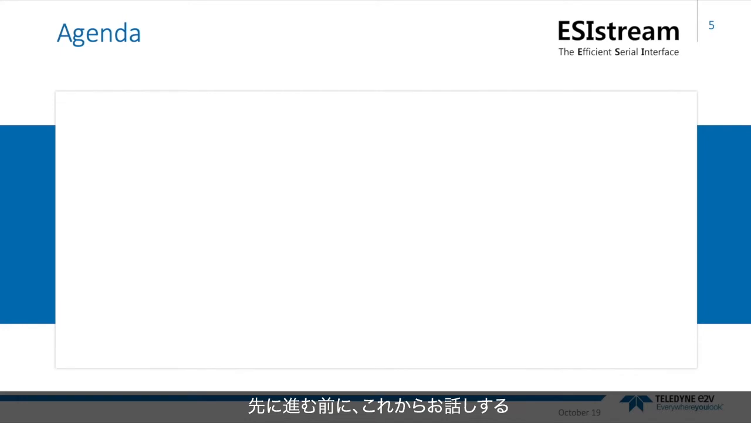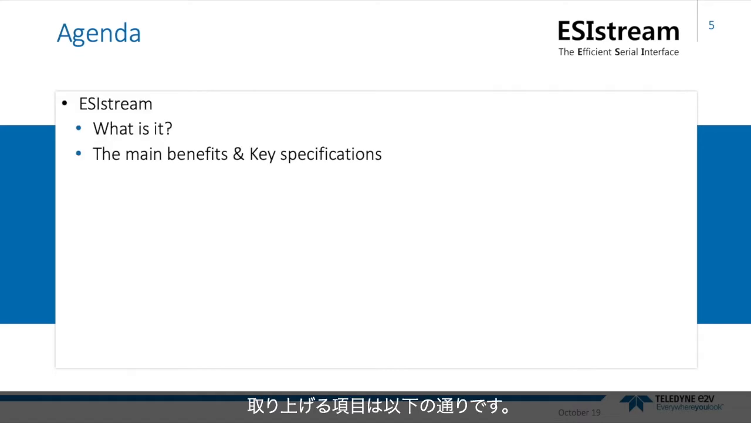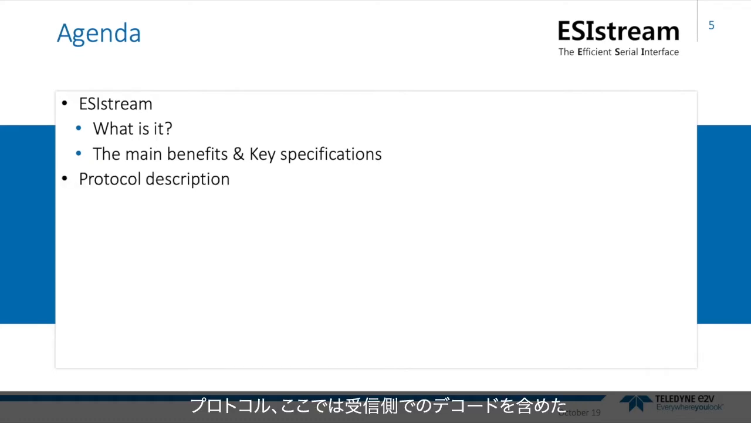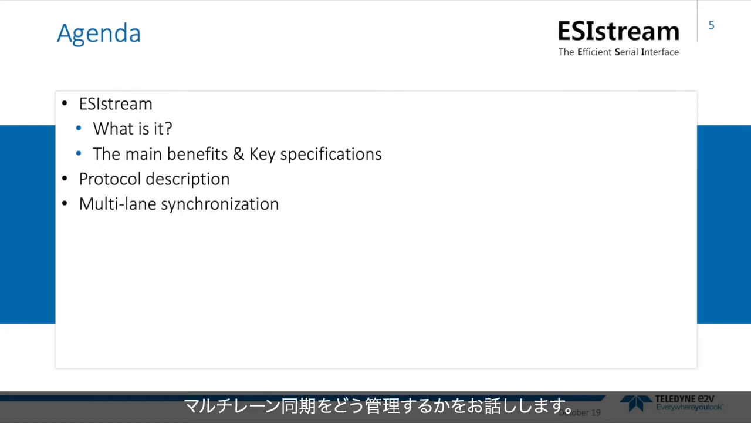Before going any further, let me stop momentarily and introduce the topics for the remainder of this webinar. Covered here are the following items. We'll talk about ESIstream, specifically what it is and what the main benefits and key specifications of it are. We will go into a description of the protocol, including the data scrambling process together with the receive end decode. We'll talk about how to manage multi-lane synchronization.